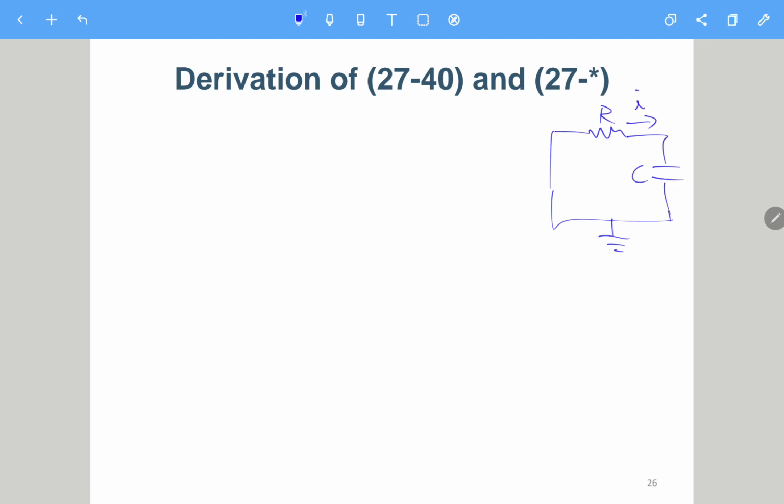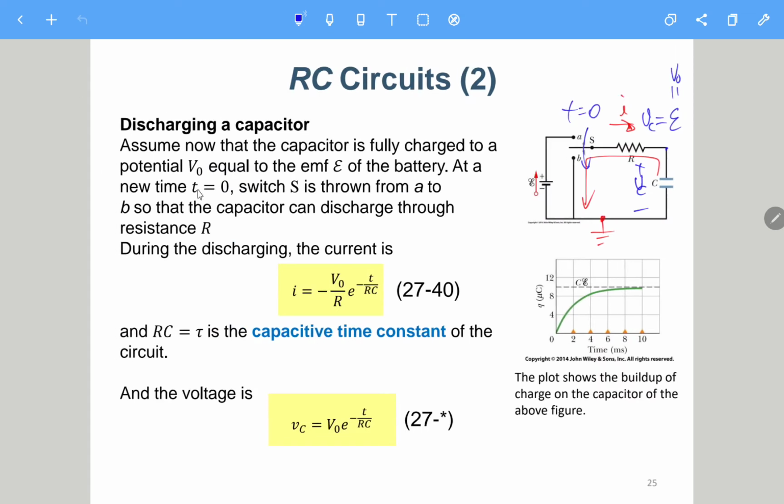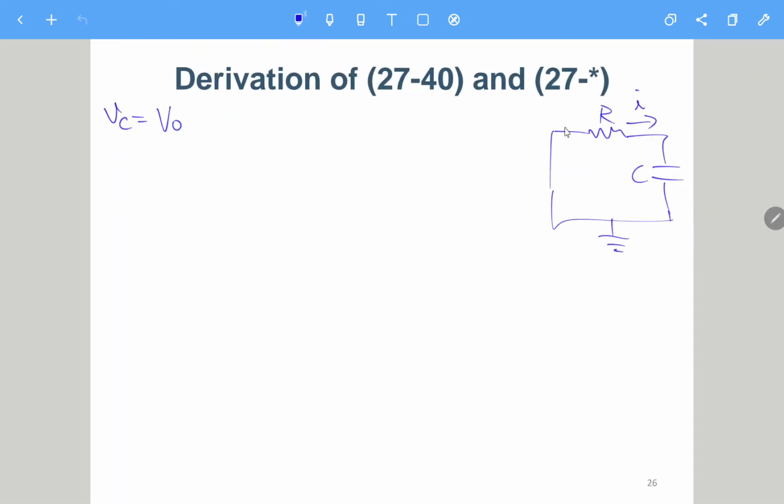This is still I. And then we know the initial condition. The initial condition is VC equals V zero, because we specifically define the potential to be V zero, which is the same as E. So just follow this. Okay, so here VC of zero is V zero, like this. So this is VC.